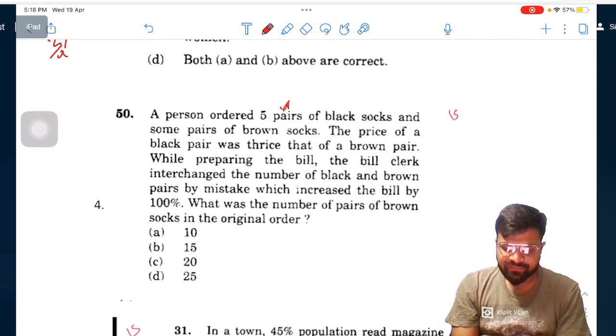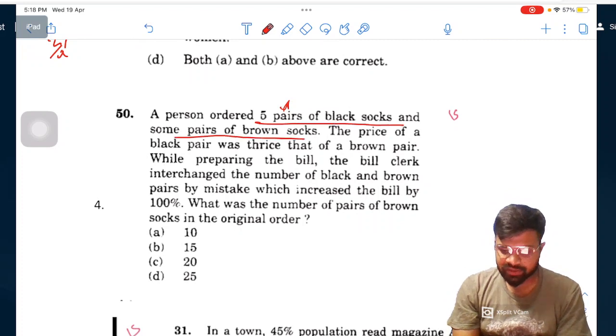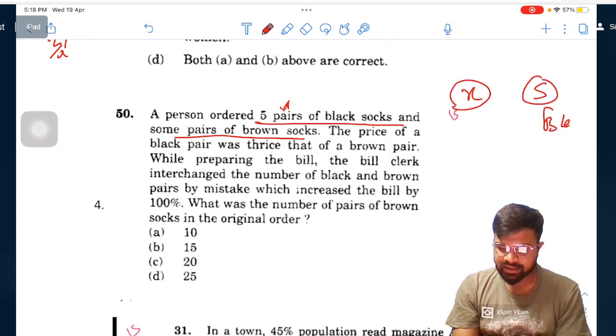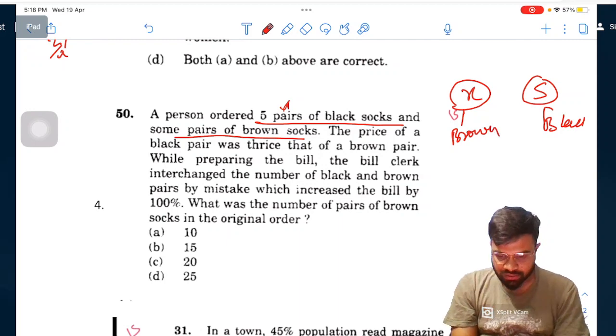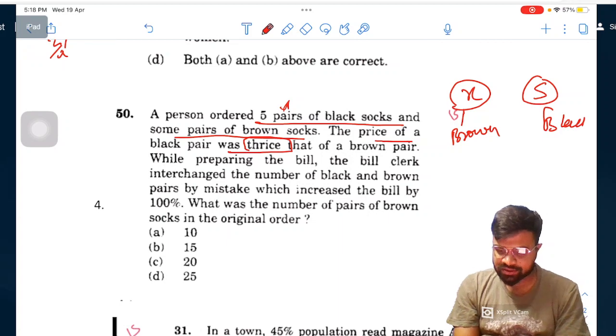A person ordered 5 pairs of black socks and some pairs of brown socks. Let the some pairs be x, so 5 for black and x for brown. Clear? Now the price of a black pair was thrice that of a brown pair. So if the brown is priced as p, the black will be priced as 3p.